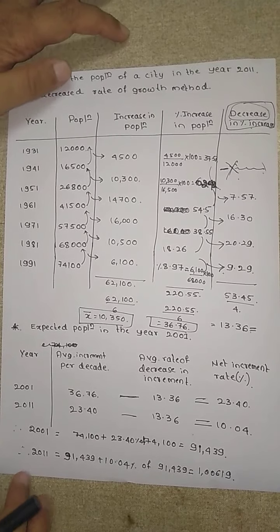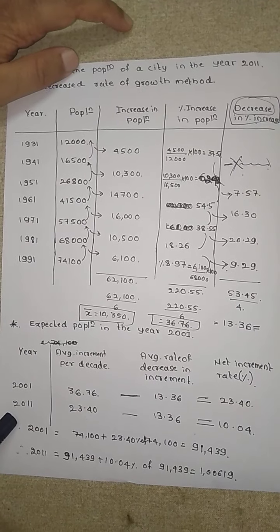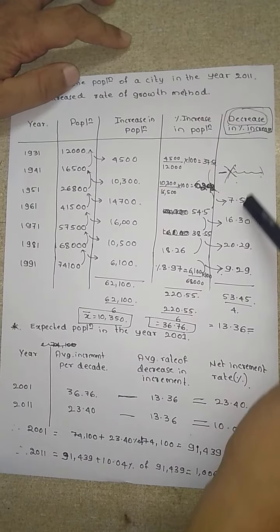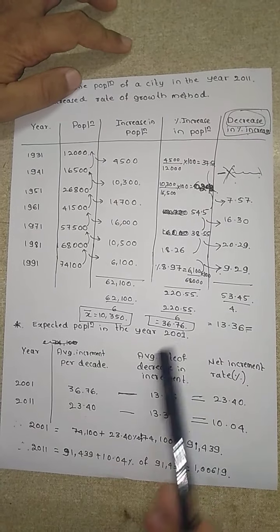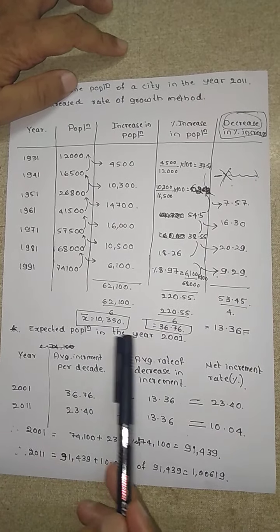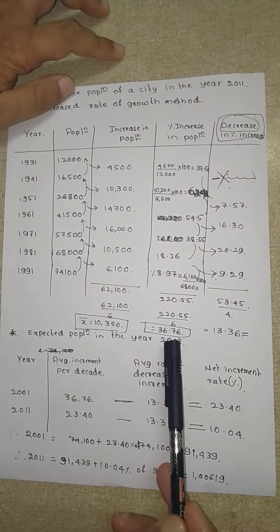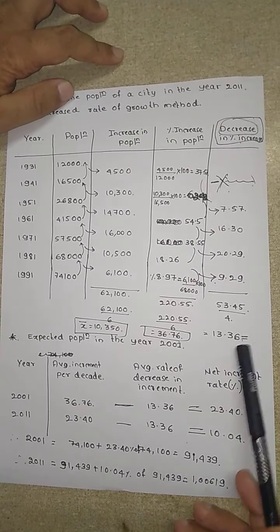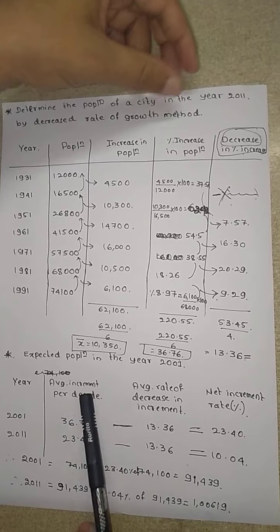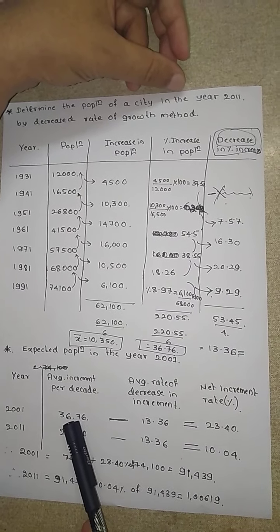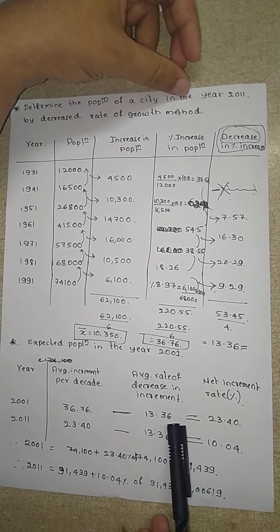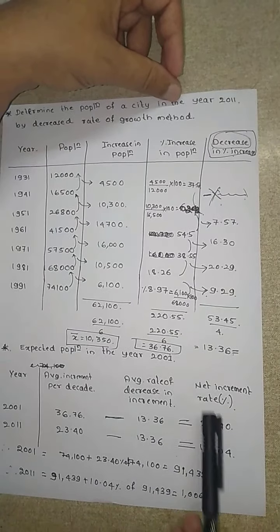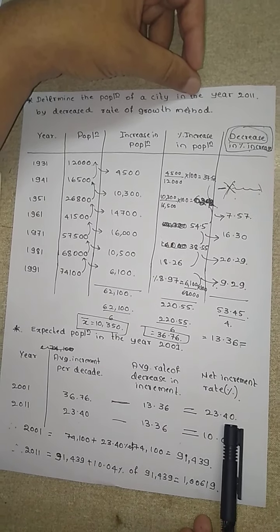Now we need to prepare one particular column. Here we will be adding the years, then average increment per decade, then average rate of decrease. Then the average increment per decade is 36.76. This we are going to add into the two columns, 36.76 into one column and 13.36 into one column. So average increment per decade is 36.76 minus average rate of decrease. We are going to deduct it, then the net increment we are going to get. So the net increment, okay, it is 23.40.